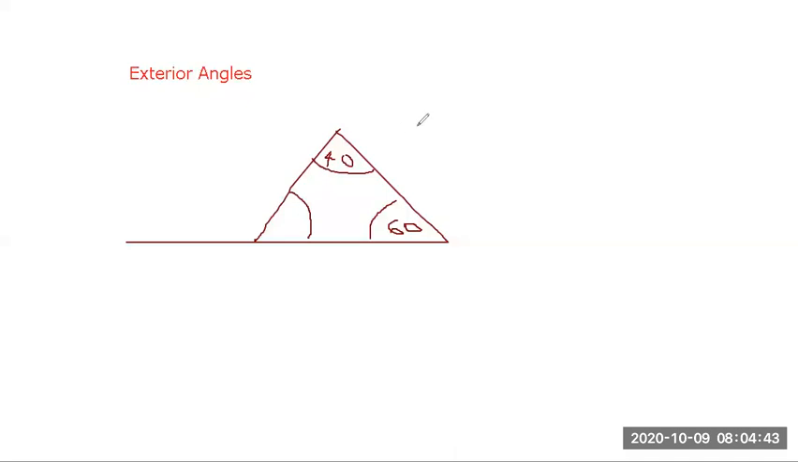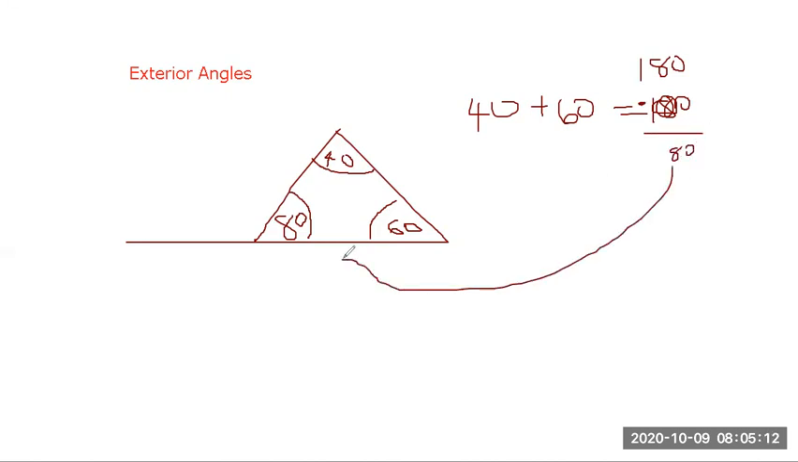Yes, I saw that one person that sent in the chat. It's 80. Inside the triangle is 180 degrees. So 40 and 60 is 100. But the whole thing should be 180. So I have to subtract that 100 from the 180, which will give me 80, which is why this right here is 80.